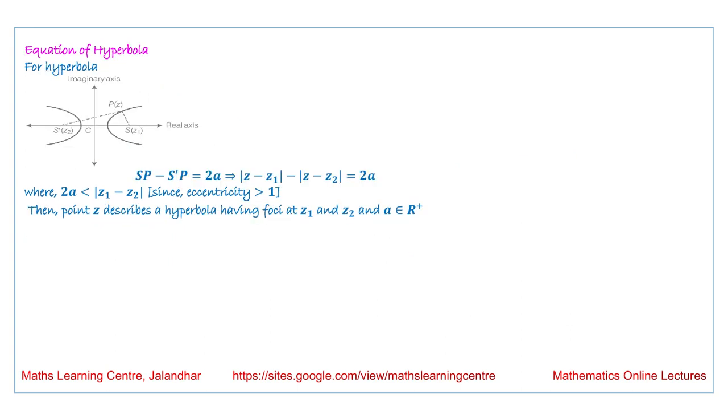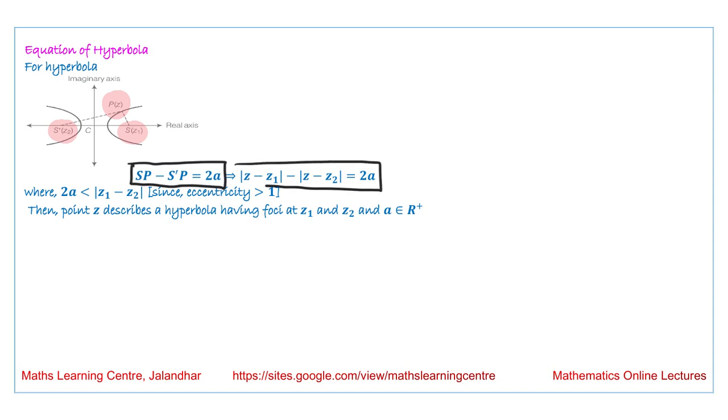Next is the equation of the hyperbola. In the case of a hyperbola, we consider the two foci, and a point P we have taken on the hyperbola, any arbitrary point. Then by the definition, SP minus S'P is equal to 2a.